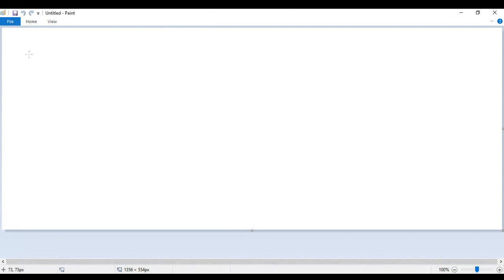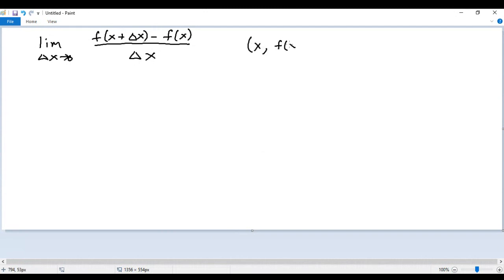So if we wanted to look at the actual limit definition of a derivative, it's going to be the limit as some delta x goes to 0 of f of x plus delta x minus f of x over delta x. And in this, you can actually kind of see our old slope formula, where if we have 2 points, one is going to be x comma f of x. The other point is going to be x plus delta x, f of x plus delta x.